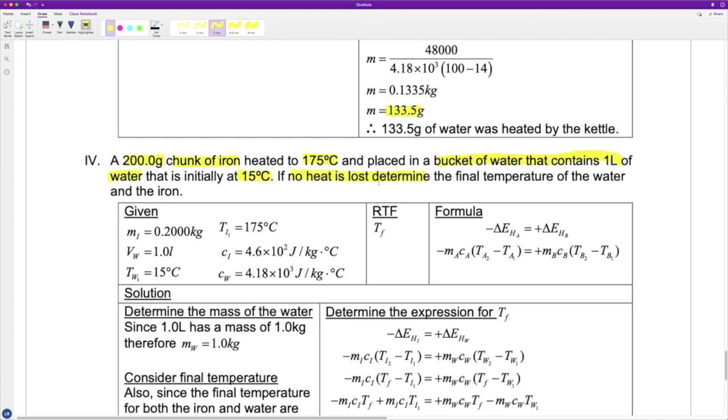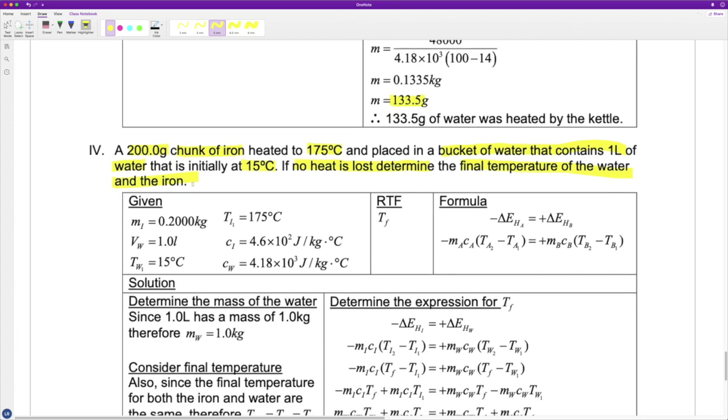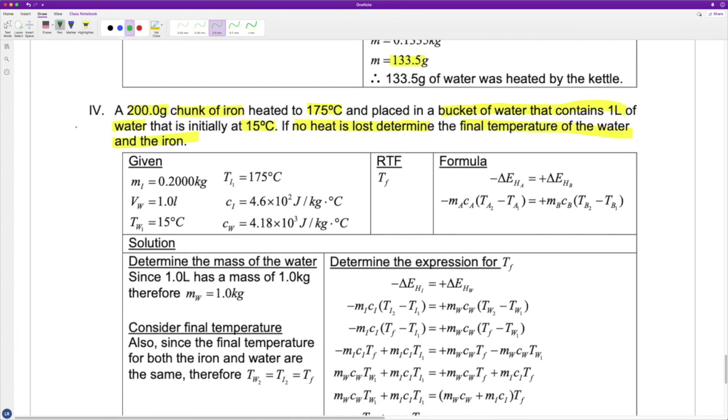It means no heat is transferred to the environment. We want to find the final temperature of the water and the iron. Okay, now here is the big idea. Heat transfer stops when the final temperature of the water is equal to the final temperature of the iron. That's the big idea here. So they are both going to reach the same temperature at some point.